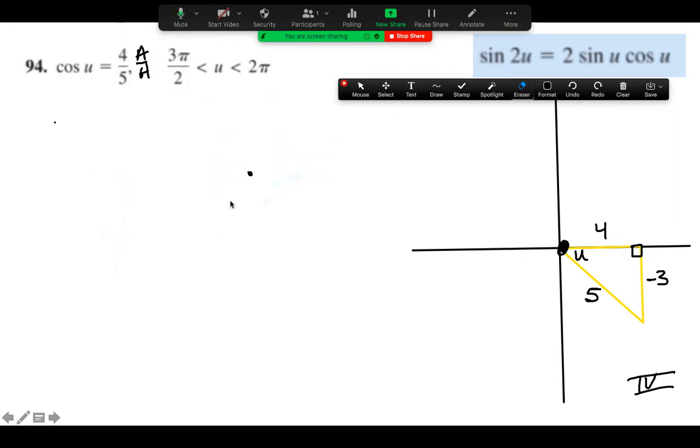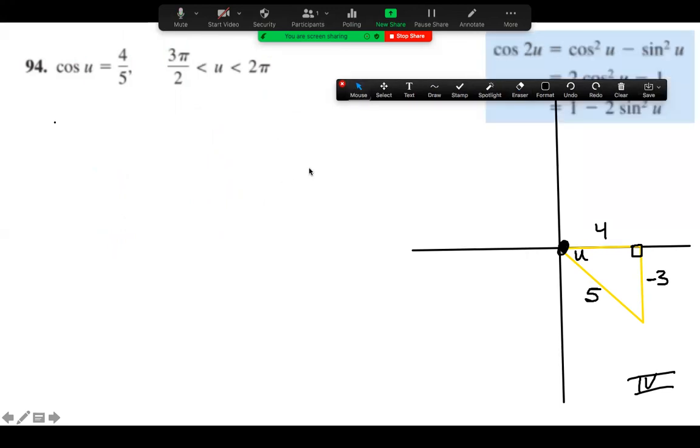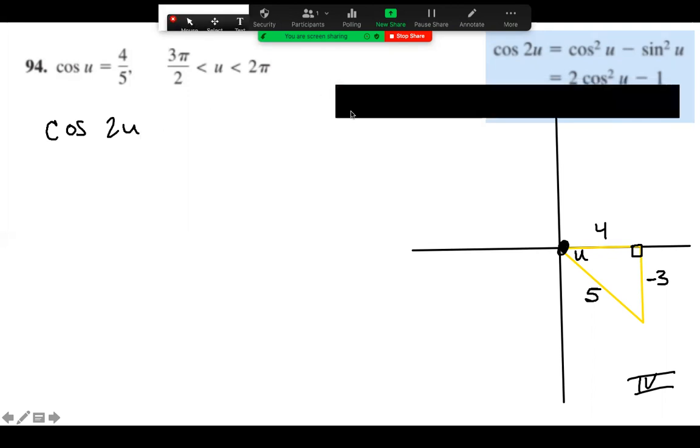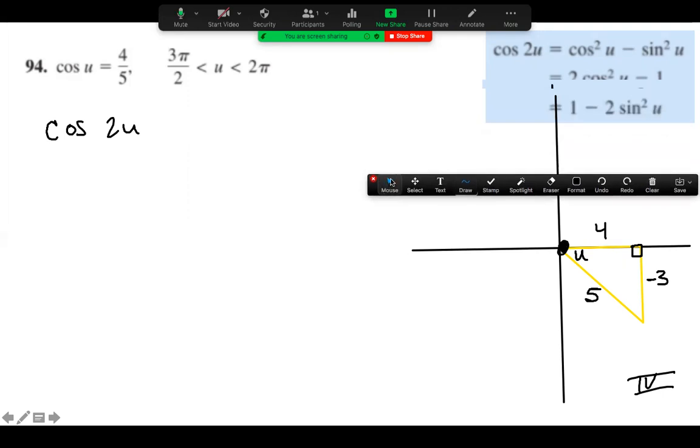And the reason I'm not going to clear everything is so we still have our coordinate plane here. And this time we're going to switch to cosine of double the angle. And note that we have alternatives here. We have what's behind door number 1, number 2, and number 3. I'm going to choose to use the first one just for variety.